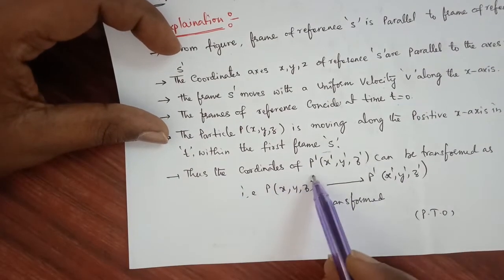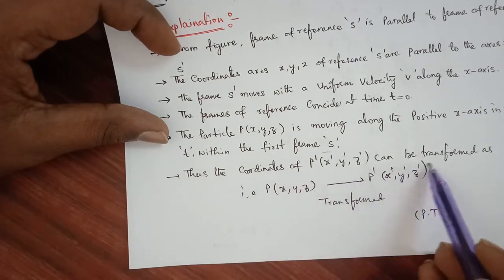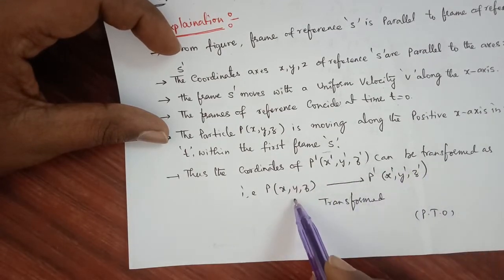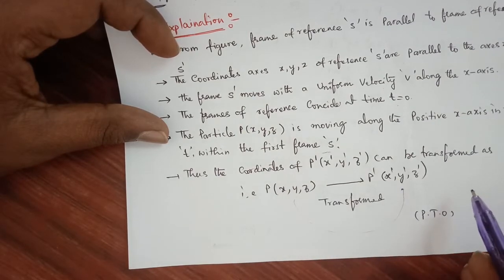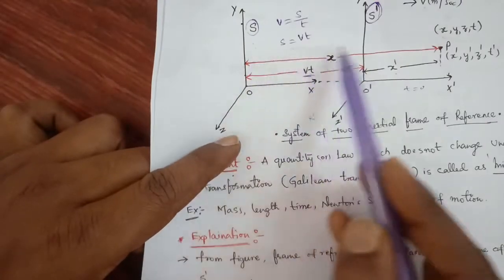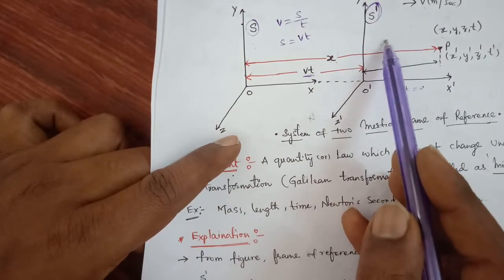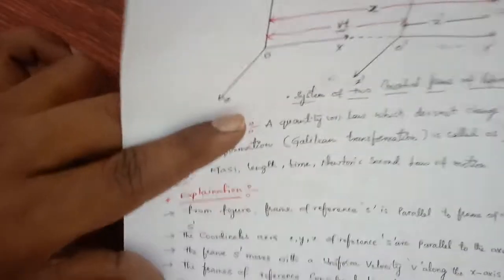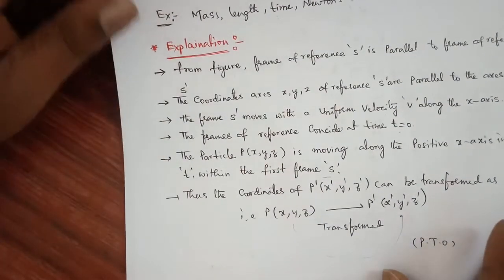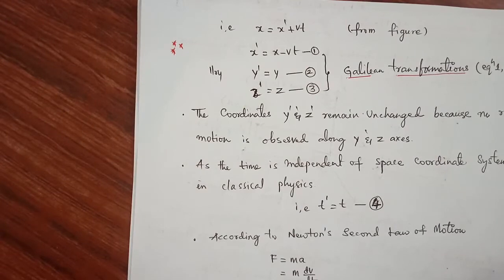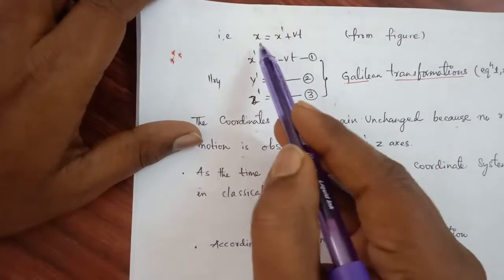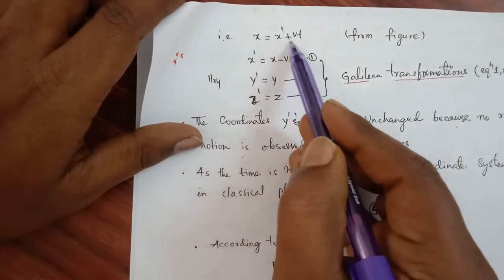Okay, thus the coordinates of P dash can be transformed into these coordinates, as S dash is moving towards this one, and also this is in motion. Okay, and this happens. Now let us try to understand how we can get the Galilean transformations. So x is equal to x dash plus vt.